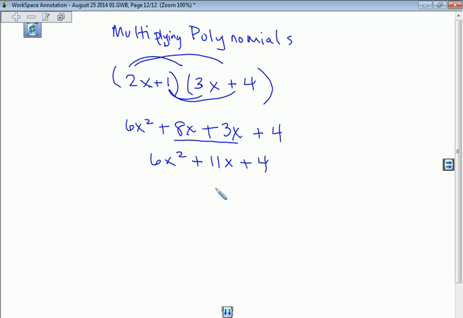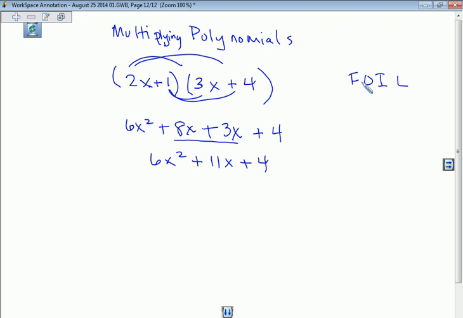Why would it be 4 2? Because it's just 1 times 4. So more than 3 is a polynomial. More than 3 is a polynomial. So this one is a quadratic trinomial.